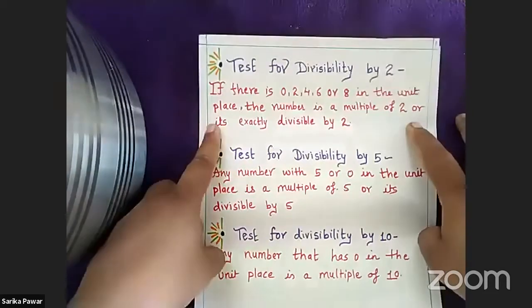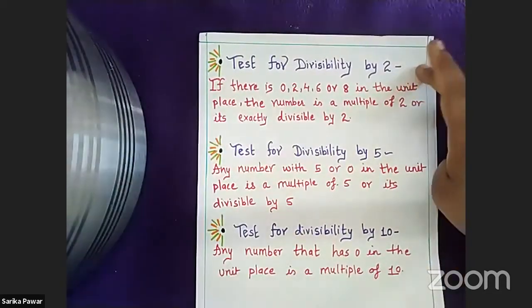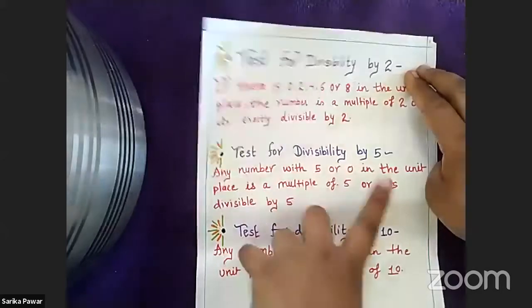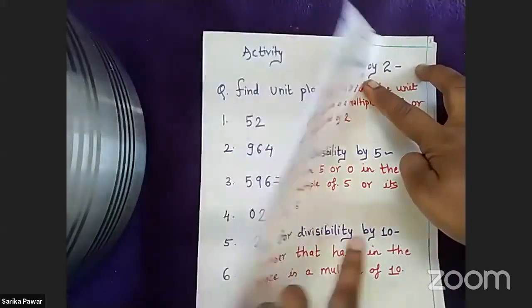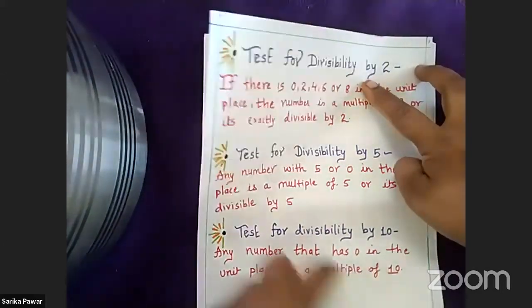So let us start with problem set 33. Open your textbook page number 47 and 48. You can see it. So first of all, our topic name is test for the divisibility. Test for divisibility by number 2. Test for divisibility by number 5. Test for divisibility by number 10.